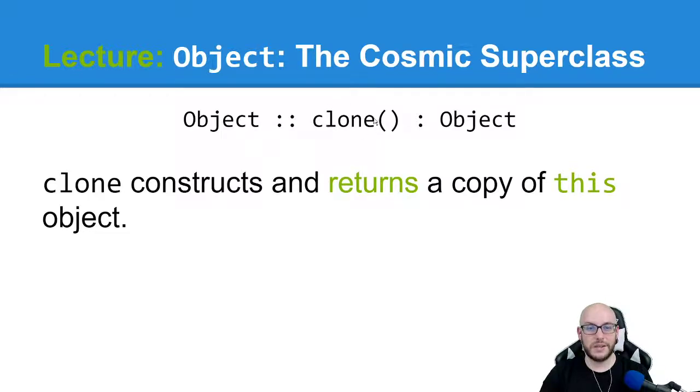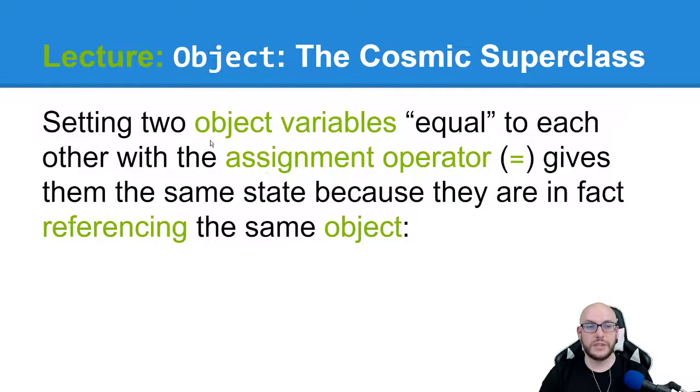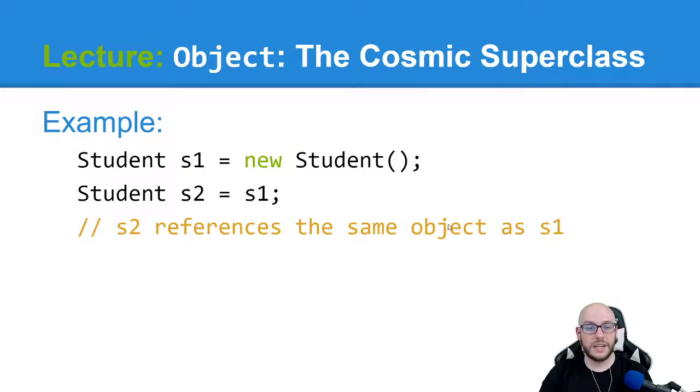Another useful method is clone. Clone returns a copy of this object. Recall that the assignment operator can be used to change the reference of an object variable. Setting two object variables equal to each other with the assignment operator gives them the same state because they are in fact the same object.